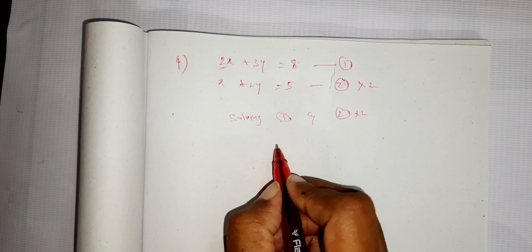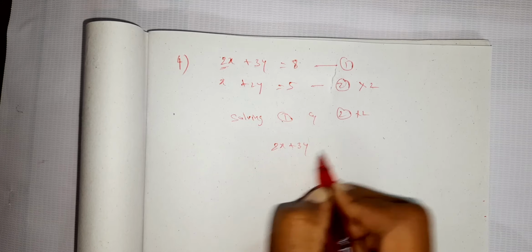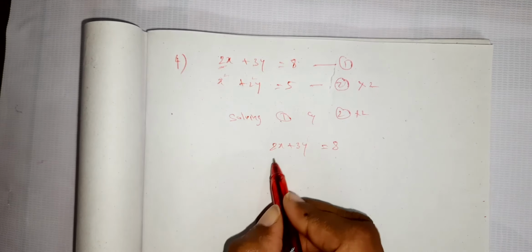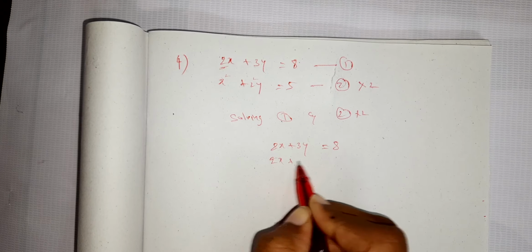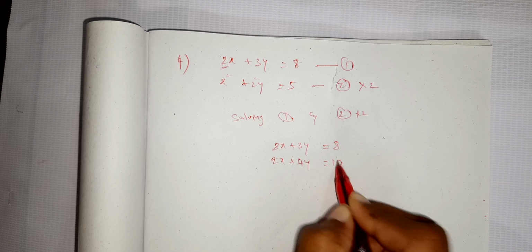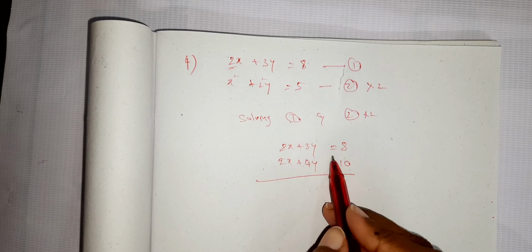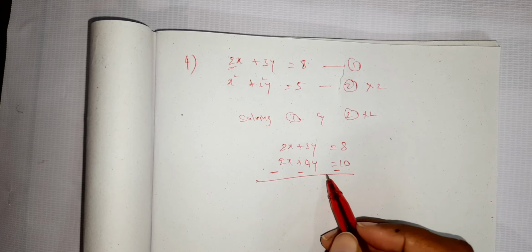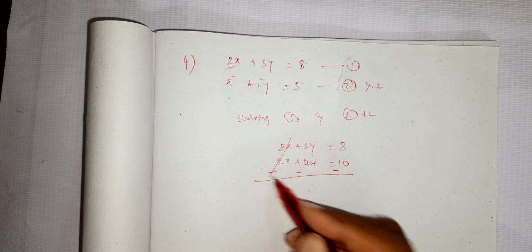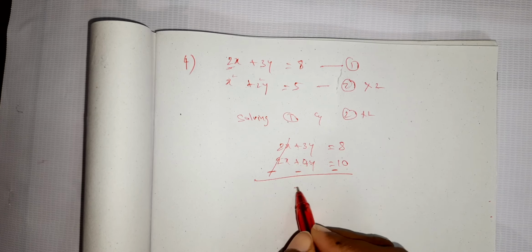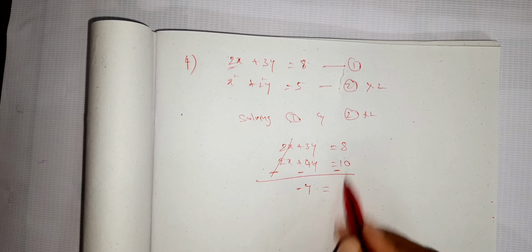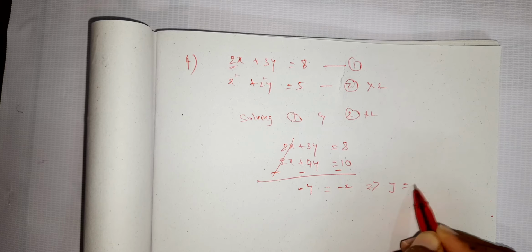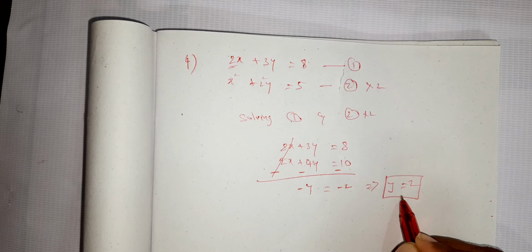Right. So you will get 2x plus 3y is equal to 8. And the other one, you are multiplying with 2 everywhere, so 2x plus 4y is equal to 10. Now all signs are equal, so subtraction. When you are subtracting, signs will change. So therefore this will get eliminated. Now 3y minus 4y is minus y, 8 minus 10 is minus 2, implies y is equal to 2.